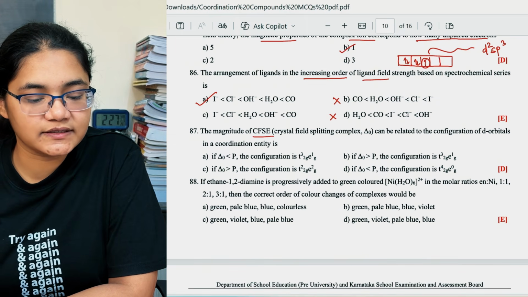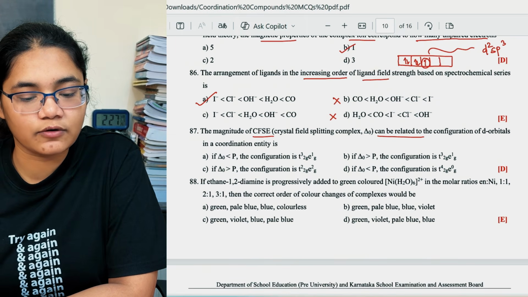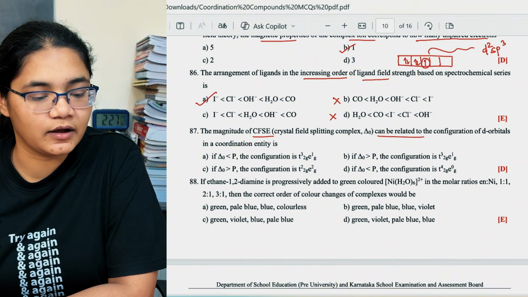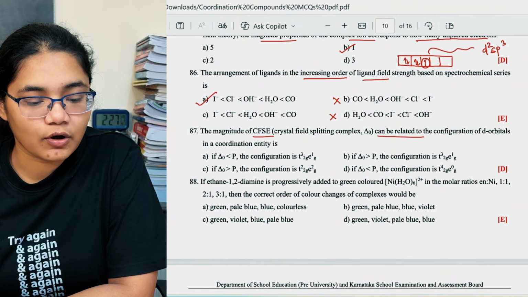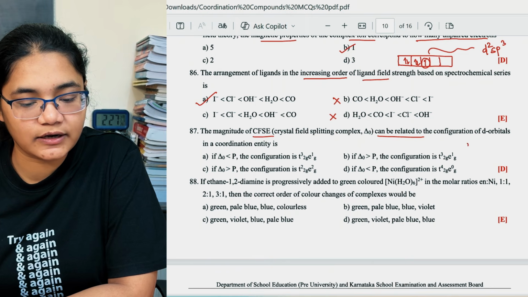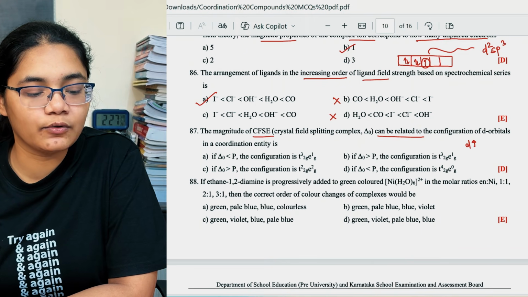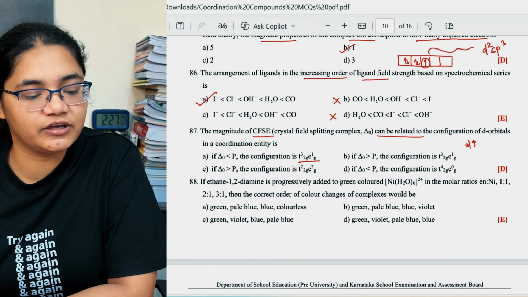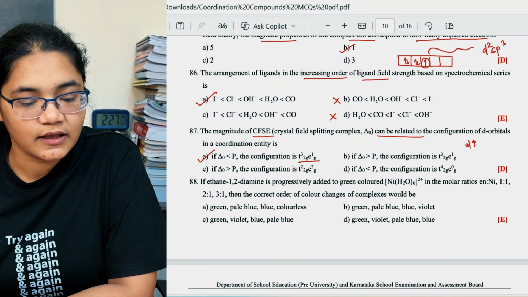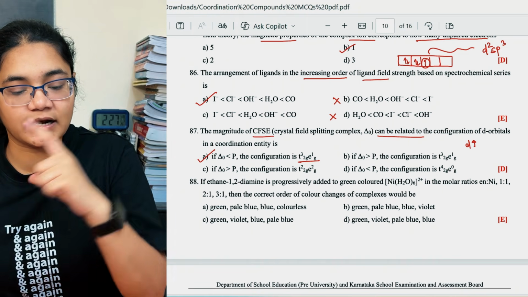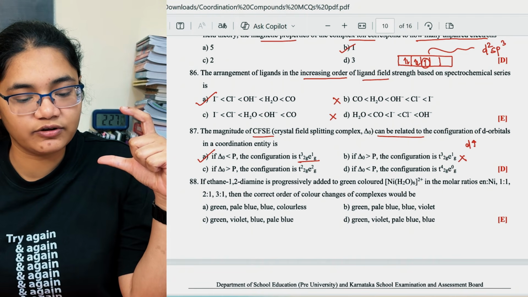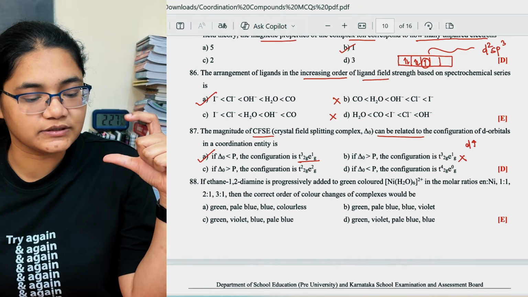Next, the magnitude of CFSE can be related to the configuration of d orbitals. I think we are talking about d4 based on the options. If delta O is less than P, then the configuration is t2g3 eg1. That is your correct statement. If delta O splitting is higher, then it should be t2g4. Again, these other options are incorrect.